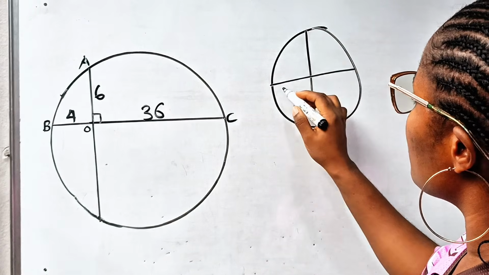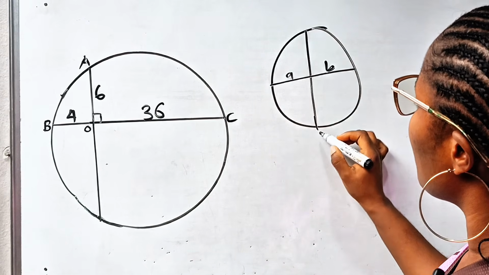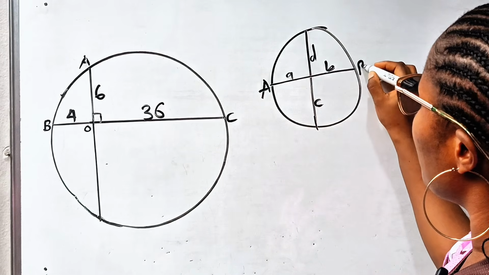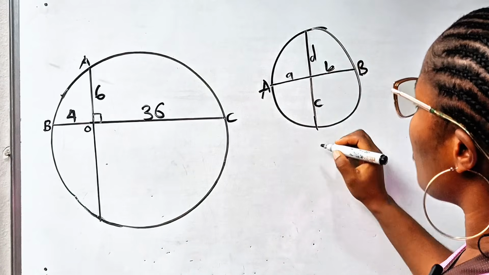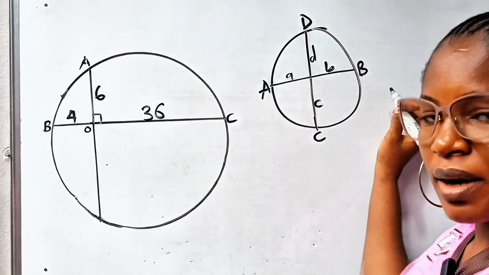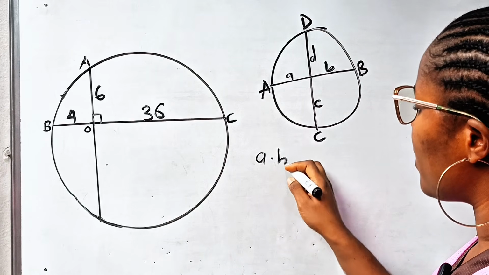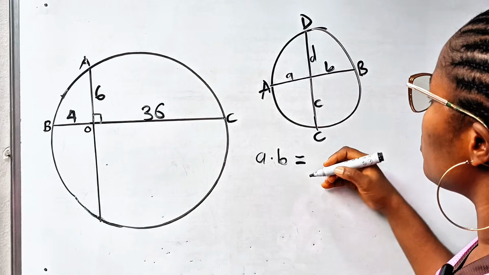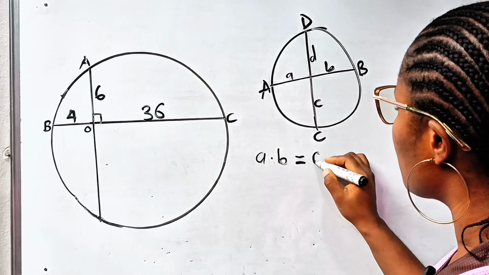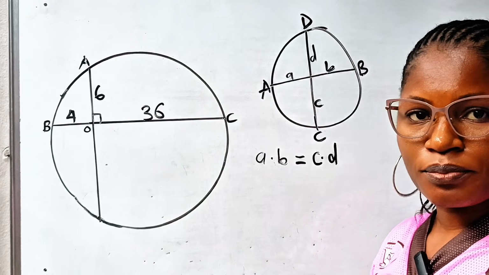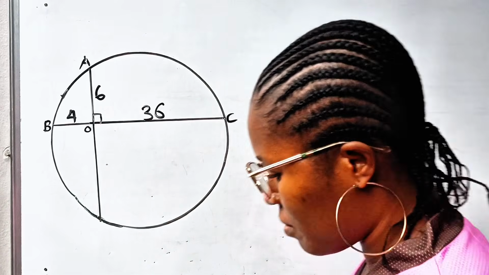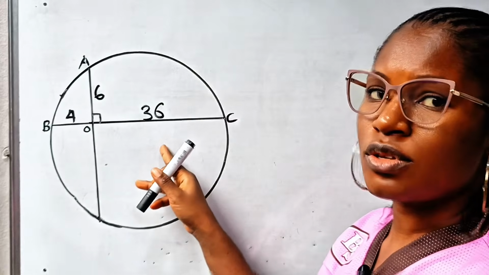So let's assume this is A, this is B, this is C, and this is D. Let's call this chord capital AB, and this chord capital CD. Now for AB, the product of its segments, small a multiplied by small b, is equal to the product of the segments of the other chord CD, small c multiplied by small d. Having that in mind, let's go ahead and solve this.